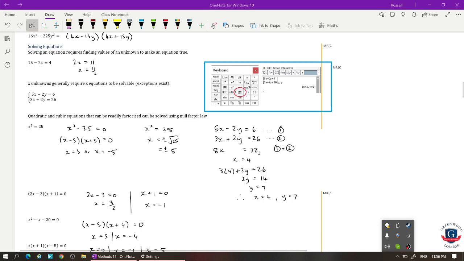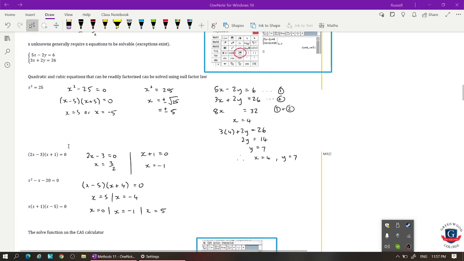We were left with 8x equals 32. Divide both sides by 8, we get x equals 4. Substitute x equals 4 back into one of these two equations. I think I did the second equation, which gives us 3 times 4 plus 2y equals 26. Subtract 12 from both sides, you get 2y equals 14. Divide both sides by 2, you get y equals 7. The solution for that simultaneous equations problem is x equals 4, y equals 7, and you should be able to do the other method as well.